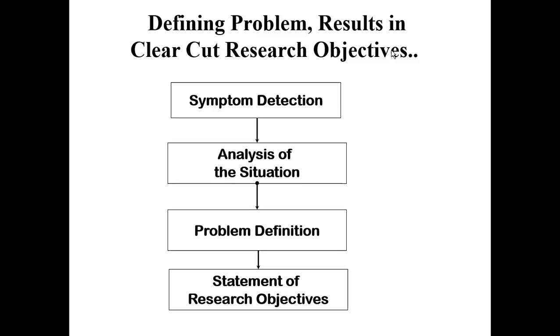So what does symptom mean here? Defining problem results in a clear cut research objective. So we have to have a clear cut research objectives. So for that purpose, we need to know what are the symptoms. If we are doing research, for example, in a particular topic, we should know what are the symptoms, and we must detect those symptoms, then analyze or analysis of the situation, which leads to what? Which leads to problem definition.